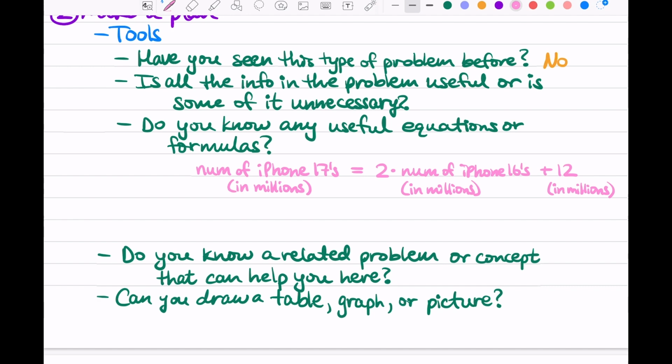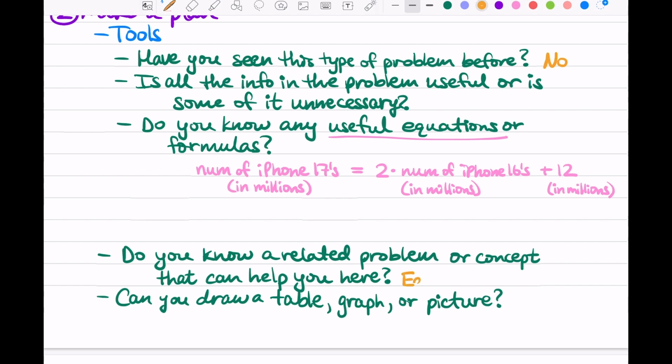That sentence from the word problem told us that the number of iPhone 17s sold is twice the number of iPhone 16s sold, plus 12 million. We can turn that into a useful equation. All right, so that was a really helpful tool. Let's go ahead and look at the last two questions just to see if there's something that can help us. Do you know a related problem or concept that can help you here?